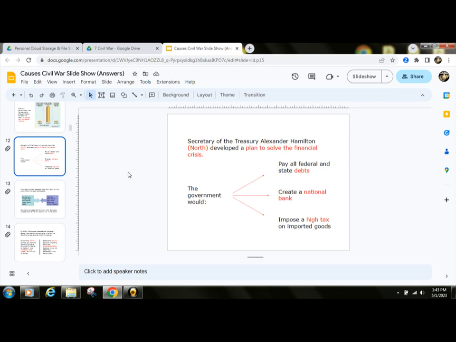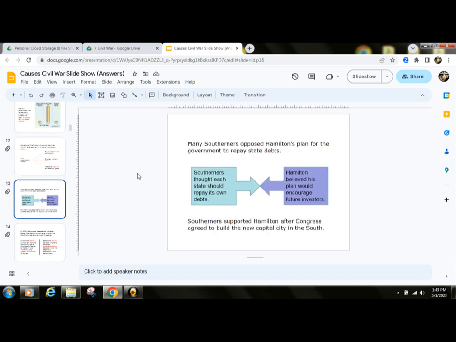He came up with a plan where the federal government would pay all state debts. It would absorb everything. A national bank would be created, and a high tax on imported goods would be created. This would force people to buy more American-made goods, which would help our own economy. That was his plan. Now, many Southerners opposed Hamilton's plan for the government to repay state debts. They felt that each state should repay its own debts.